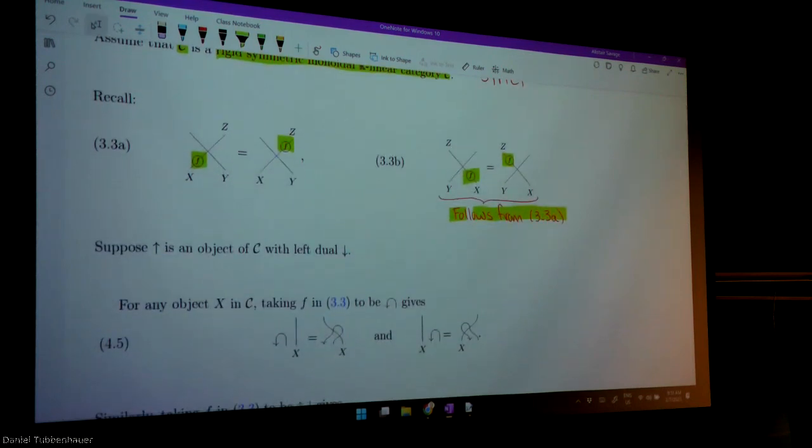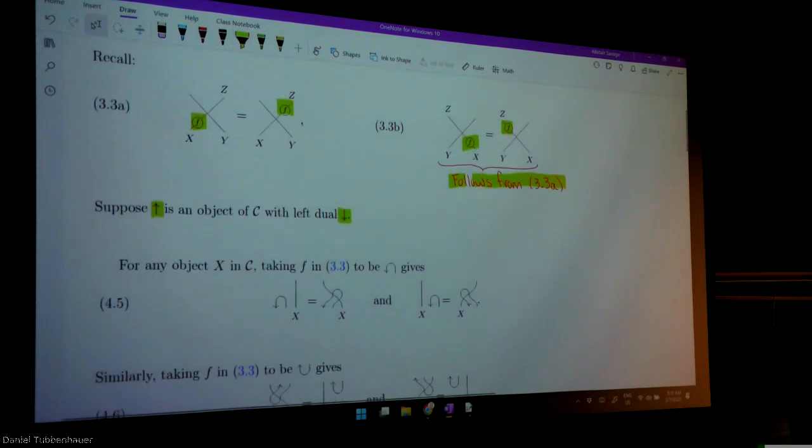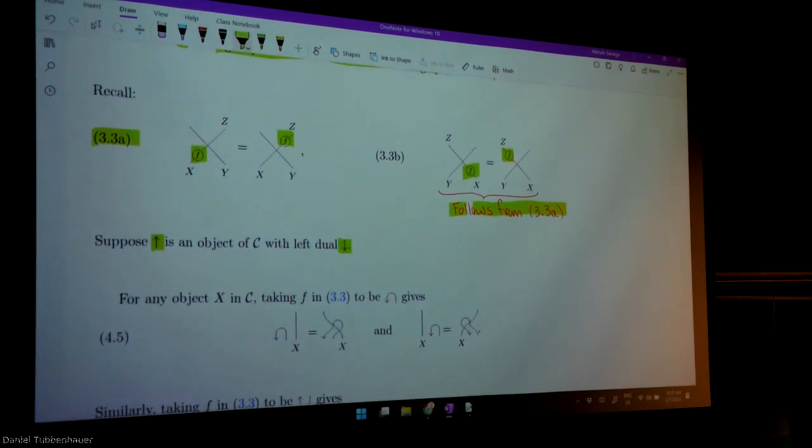Okay, so let's suppose that we've got some object up arrow. And our category is rigid, so that means it has a left and a right dual. So let's say the left dual is down arrow. Okay, so let's take this equation 3.3a here, and let's take the special case where this F is actually the left cap. So the left cap slides through the crossing. So that gives exactly this equation.